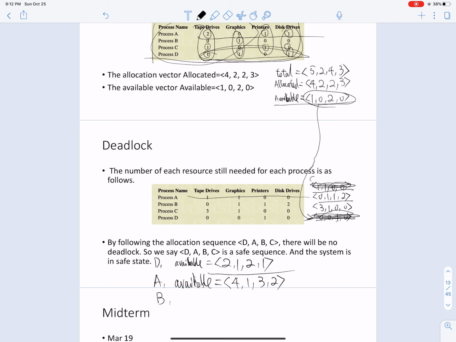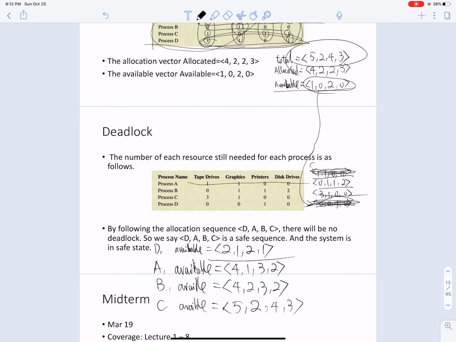Let's say we satisfy B first, and then we give the resources that B is asking for, and after B finishes execution, it is going to release the graphic card. So then we got 4, 2, 3, 2, and after that we can let process C run. Then the available vector is going to be 5, 2, 4, 3, which is the total vector. In this way we can see that there is a sequence which can guarantee that there is no deadlock. We call DABC a safe sequence.